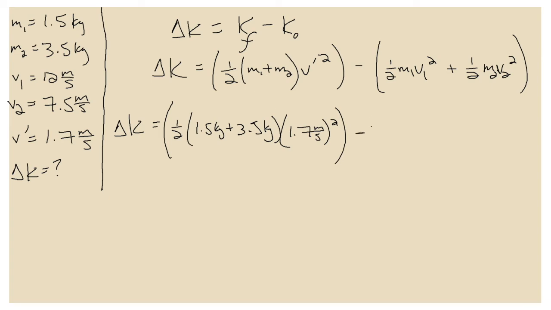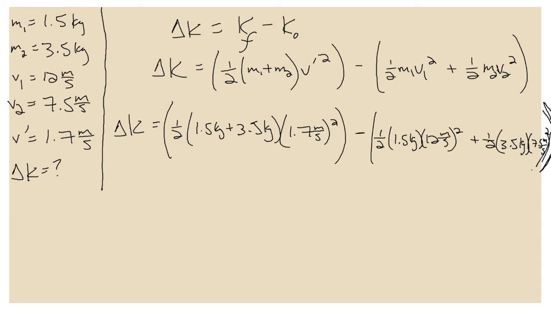And then we're going to subtract off the sum of the individual kinetic energies of these two objects. So we have 1/2 m1, 1.5 kilograms, times v1, 12 meters per second. And we're going to square that. And so that's our first kinetic energy. And then we're going to add 1/2 m2, 3.5 kilograms, times 7.5 meters per second. And then we're going to square that. And then we're going to close that whole thing in parentheses. I'm kind of running out of room there, but that whole thing's got to be closed off.